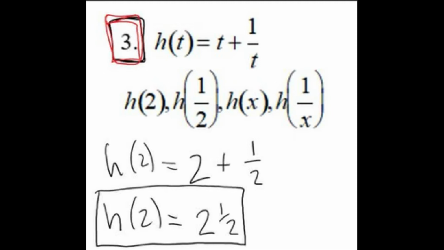Well, that's going to become plus 1 over 2. So we have 2 plus a half. 2 plus a half is 2.5.